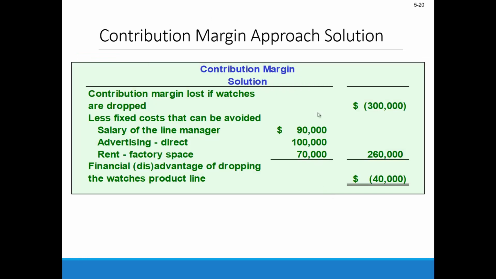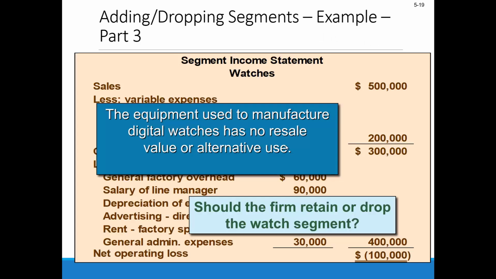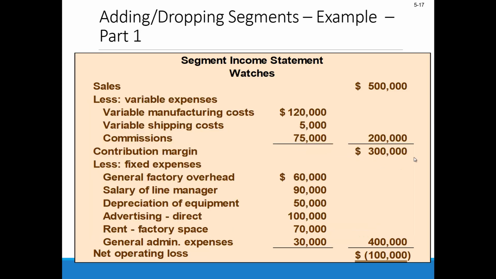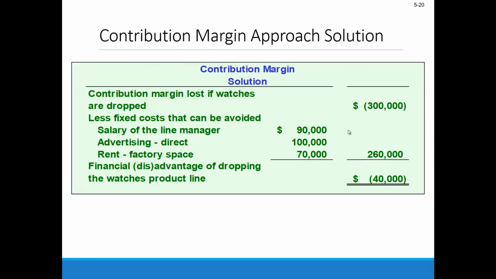We can really start with the contribution margin for that segment. We'd be losing as a company $300,000 in contribution margin if the watch line was dropped. And that's just the $300,000 CM currently shown on that segment's income statement.